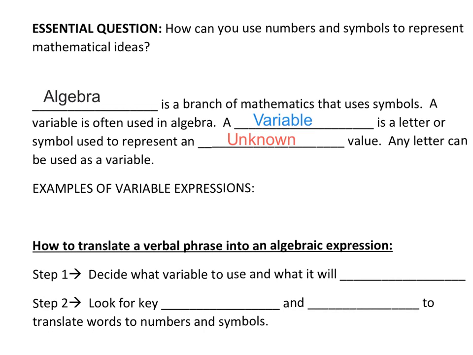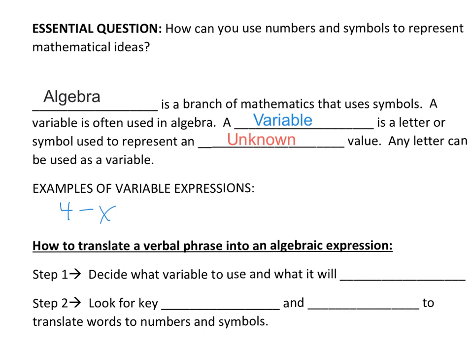A variable is often used in algebra. A variable is a letter or symbol used to represent an unknown value. Any letter can be used as a variable. So some examples of variable expressions we could have are 4 minus x.